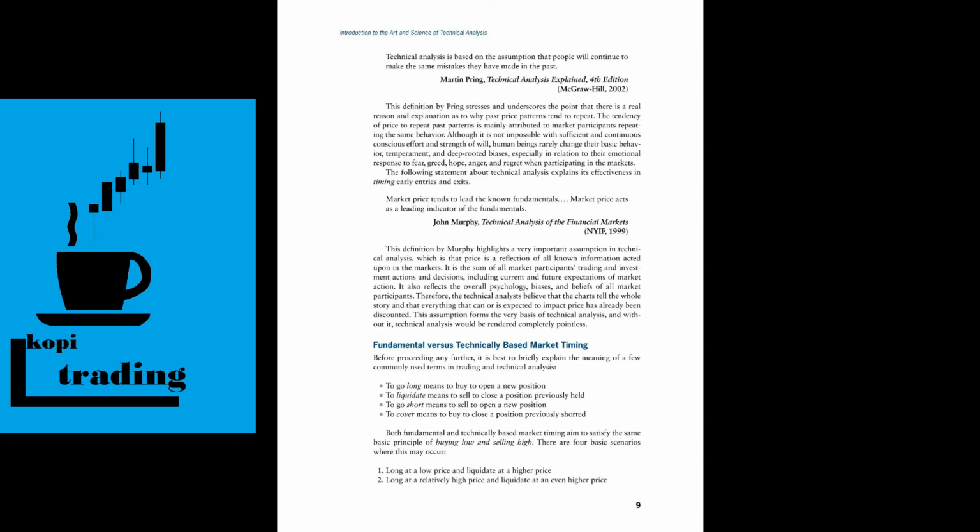Both fundamental and technically based market timing aim to satisfy the same basic principle of buying low and selling high. There are four basic scenarios where this may occur. 1. Long at a low price and liquidate at a higher price. 2. Long at a relatively high price and liquidate at an even higher price.